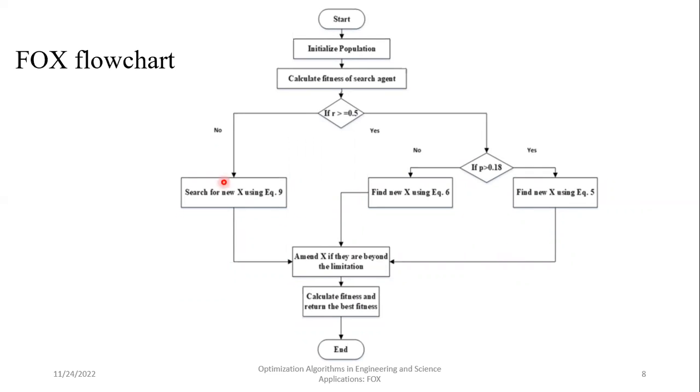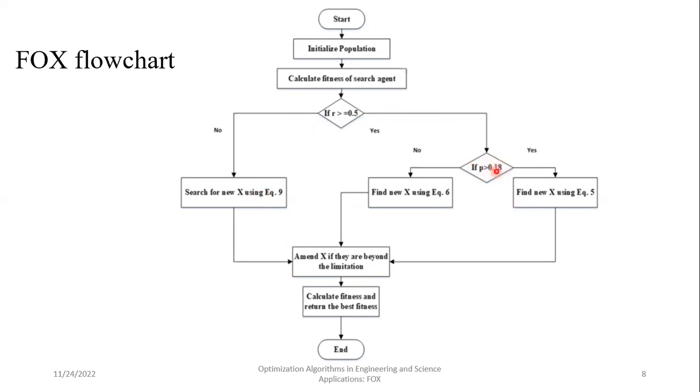Now, the flowchart is very basic. We start with initializing the population. Then we calculate the fitness of each fox, or each search agent. R is a random number between 0 and 1. If R is greater than 0.5, you go for exploitation, local search. If it is smaller than 0.5, then go to exploration.